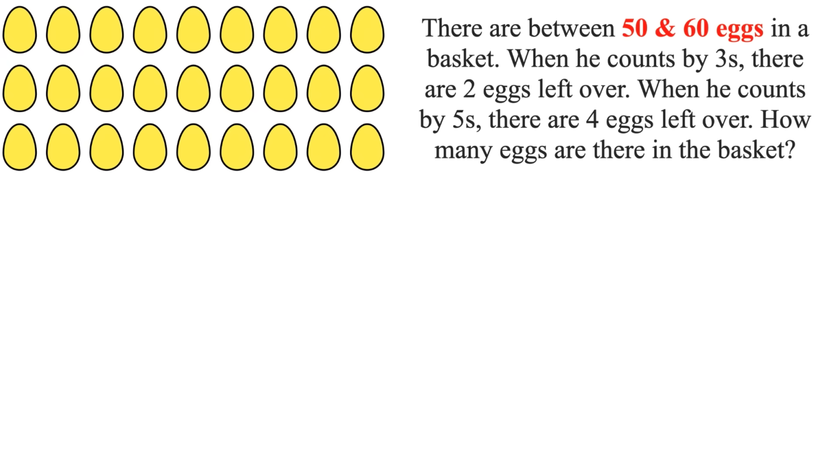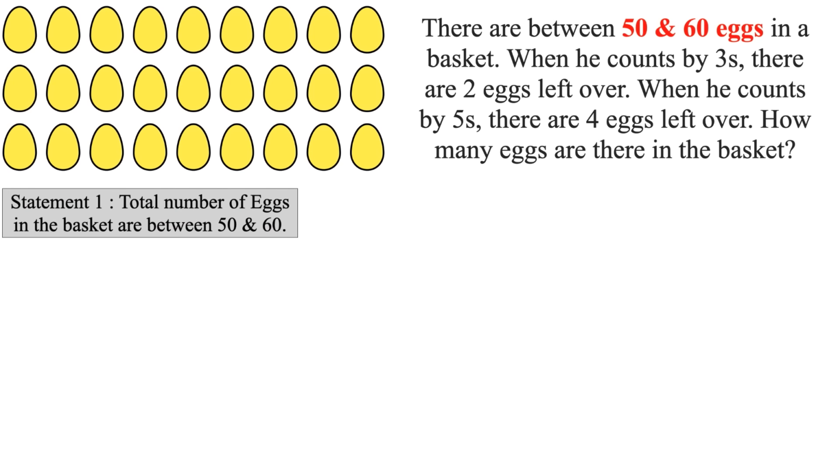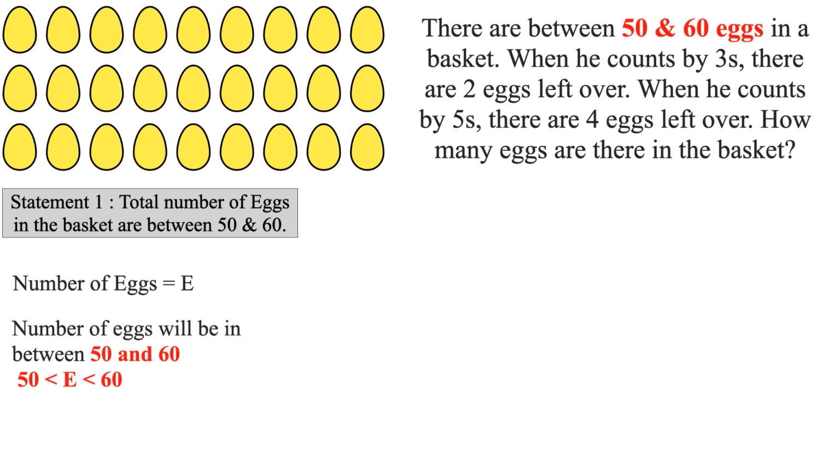This problem can be solved by conveniently dividing the problem into 3 statements. In statement 1, given that the total number of eggs in the basket is between 50 and 60. Let's say number of eggs equals E. So based on the first statement, the number of eggs will be between 50 and 60.